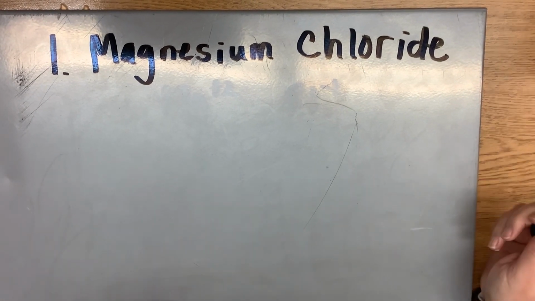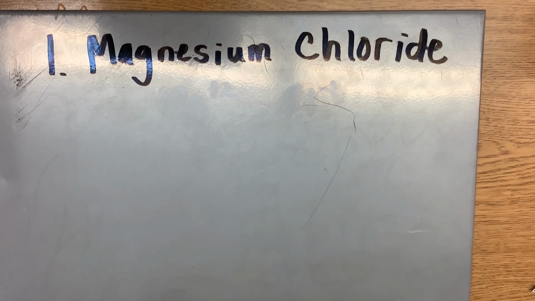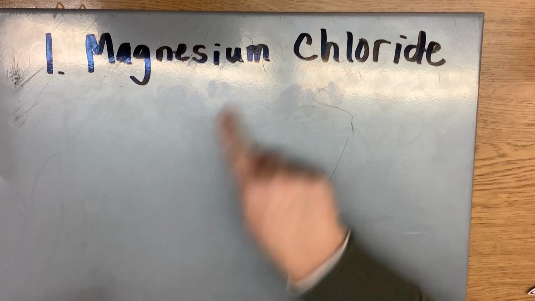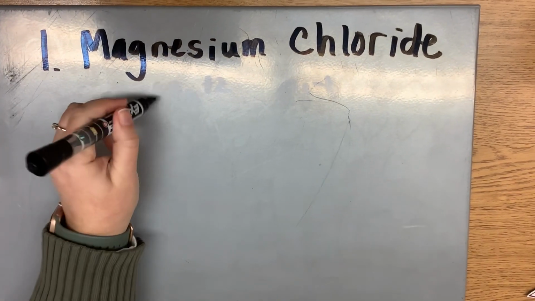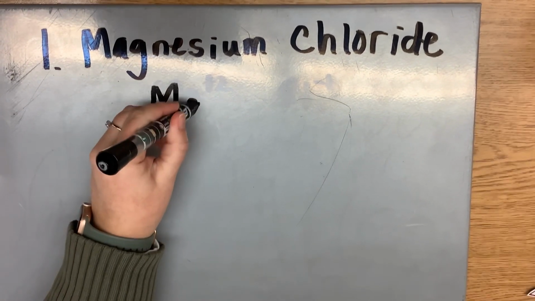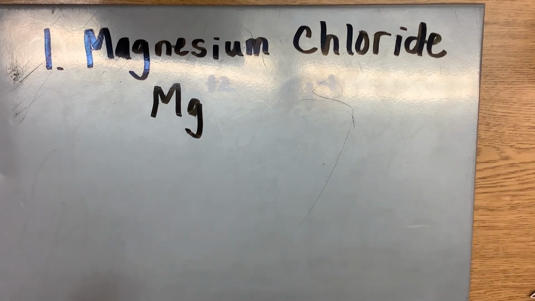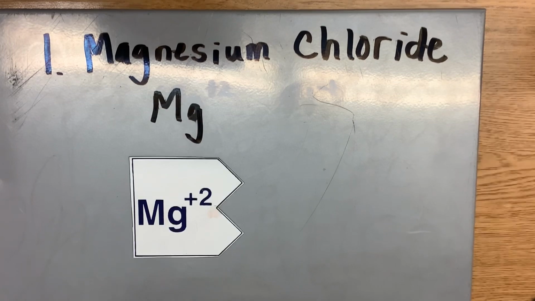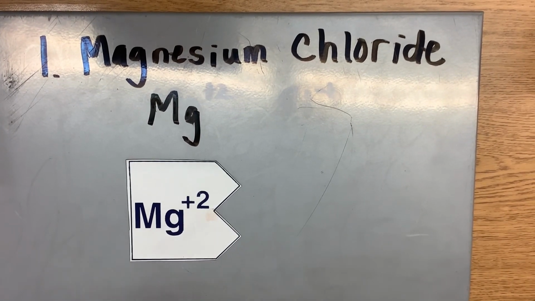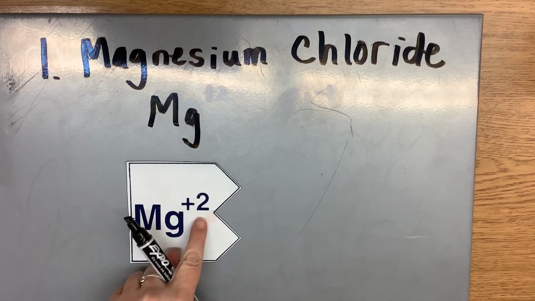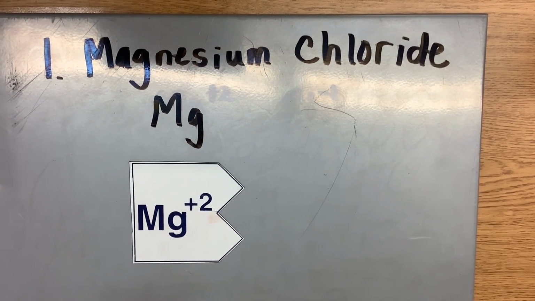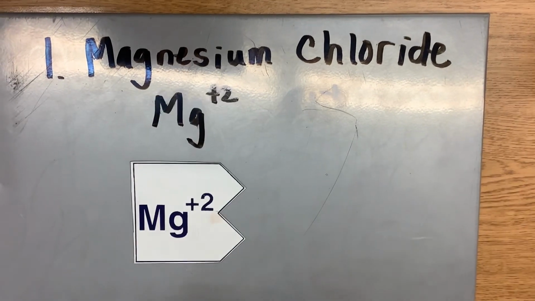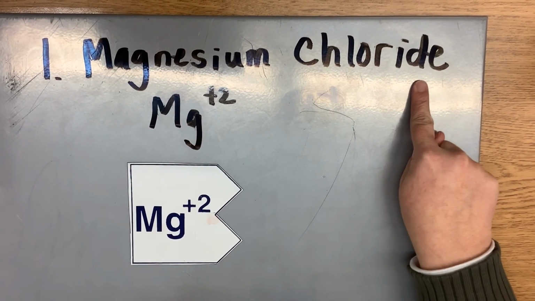To do these, you're going to need your periodic table, and you're going to look up the element magnesium on the periodic table, and we find that it is Mg. Once you find what the symbol is, then you can locate your piece. This is the piece that you've cut out. Magnesium has a charge of +2. You'll notice that the plus always goes first in your formula. So magnesium +2.